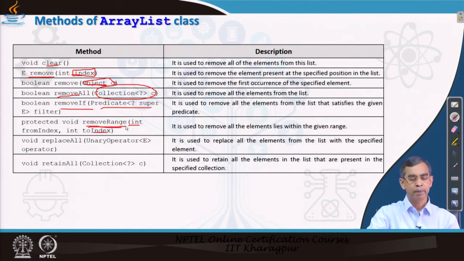For this purpose the removeRange method is there. The retainAll is basically just like an intersection of this one. So, it will keep all the elements which are there, and all the elements which are not in this collection will be removed from this one. So, it is a little bit different from removeAll; the two methods are there.